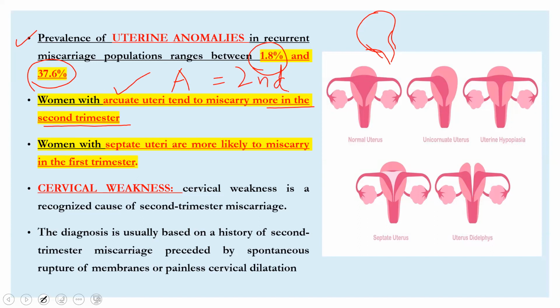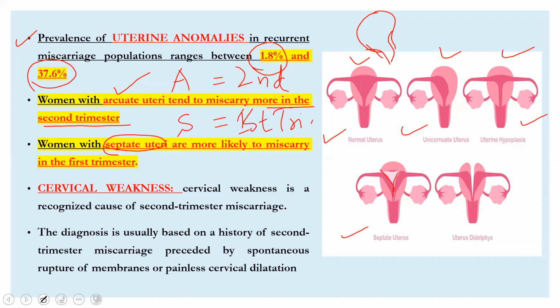Then women with septate uterus are more likely to miscarry in the first trimester. S is a very late alphabet, but it is occurring in the first trimester. All right. So these are some of the Mullerian duct abnormalities. So this is a normal uterus. This is unicornuate uterus. This is uterine hypoplasia. This is septate uterus, in which we have the septum. It could be incomplete, it could be complete.